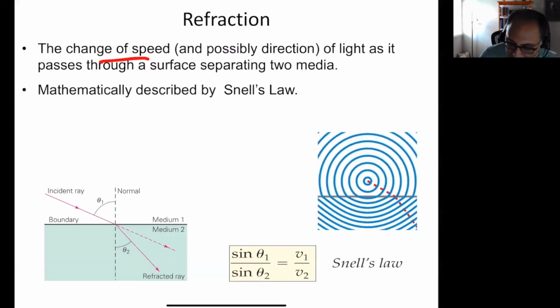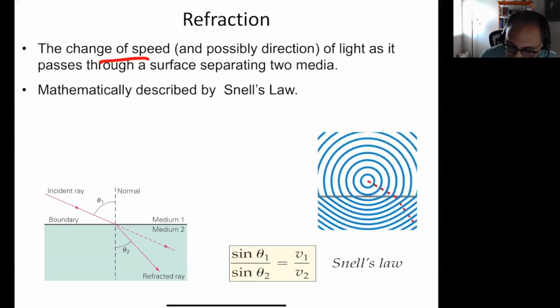Now, the change of direction is related to the change of speed. So sine θ1 divided by sine θ2 is equal to v1 over v2, where v1 and v2 are the speeds of light in the two media. So sine θ1 divided by sine θ2 is v1 over v2, and this is called Snell's law.